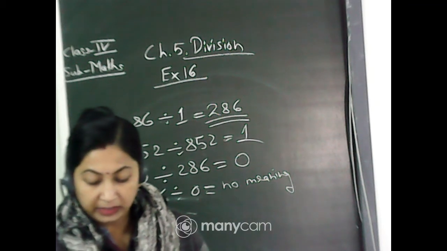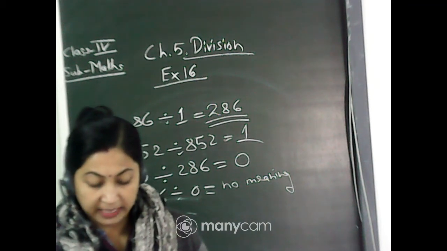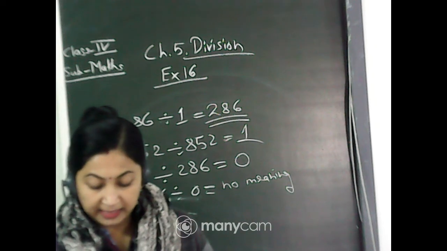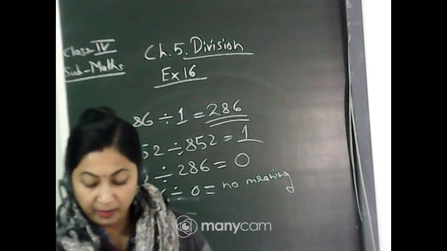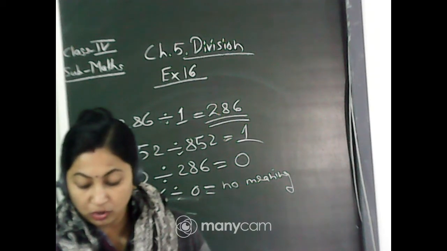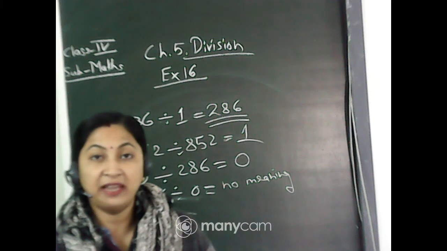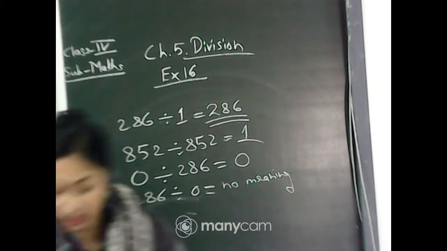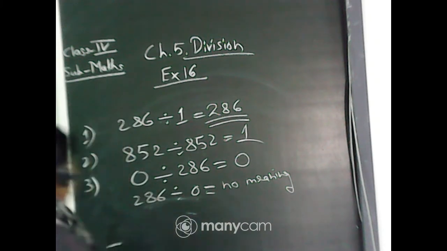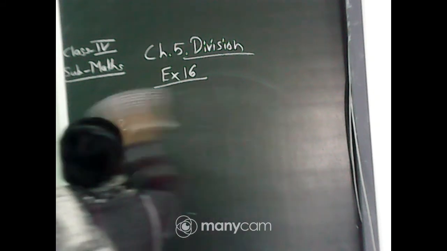Clear? Now let us start exercise 16. Question number 1: find the quotient and remainder when you divide. Also check your answer in each question. You have to divide and then check the answer. How will you check the answer? There is a formula to check the answer. See the formula.